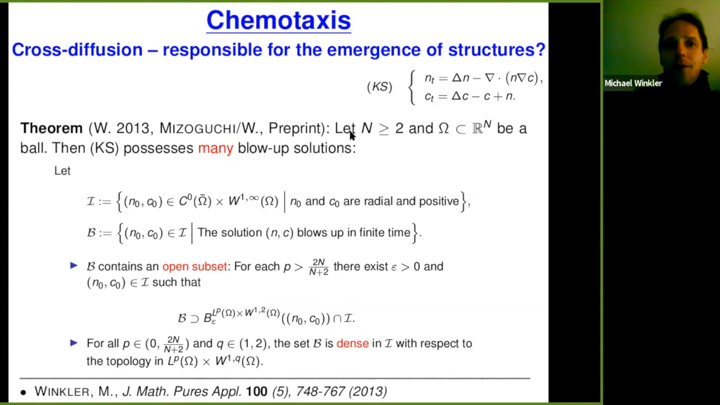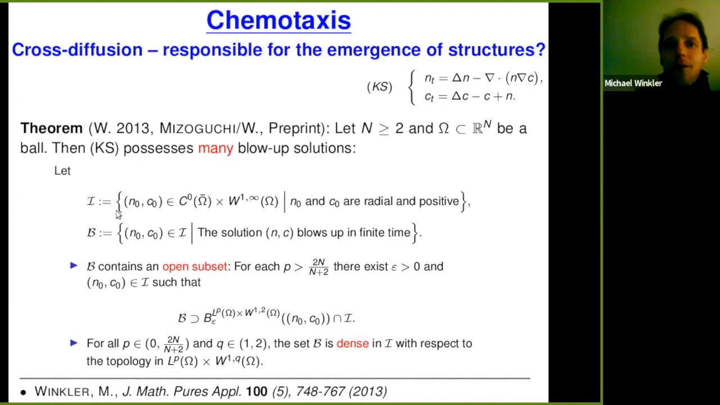The result, namely, is that if you are willing to resort to a radially symmetric setting, then indeed you can say, with good reason, that blow-up is a generic phenomenon in the 2 and higher D Keller-Segel. This is an attempt to formulate this in a mathematically rigorous manner, but you should not try to read all this in detail. This is just the message: blow-up is generic. And how is this spelled here?